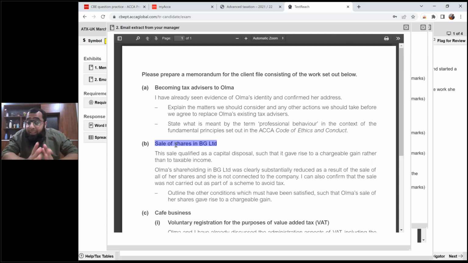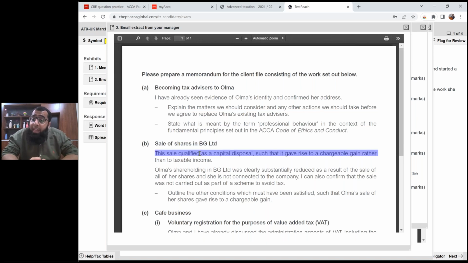Okay, but currently listen on the concept and the approach while I develop the answer, because if you solve it on the test speech along with me, you will not be able to understand the concept in a better manner. These documents, these answers which I'm developing, I'll share the files with you at the end of the session. Okay, now, sale of shares in BG Limited.